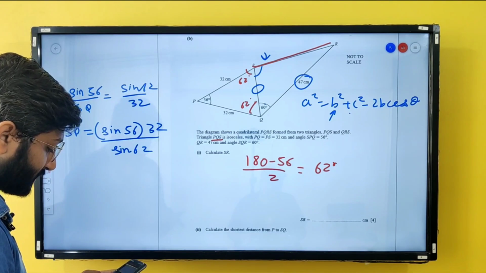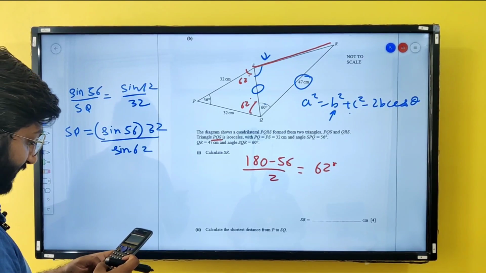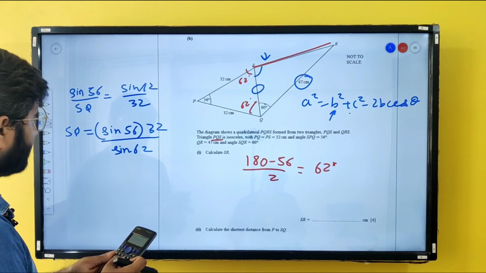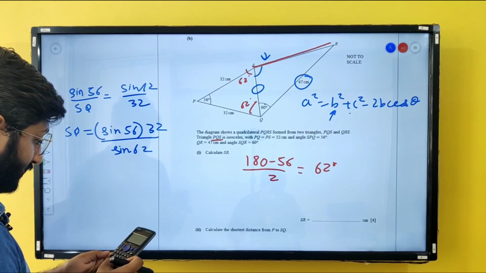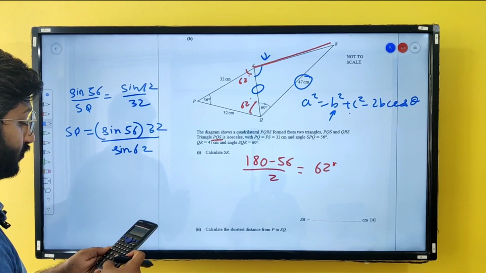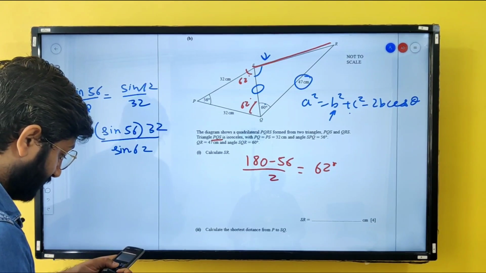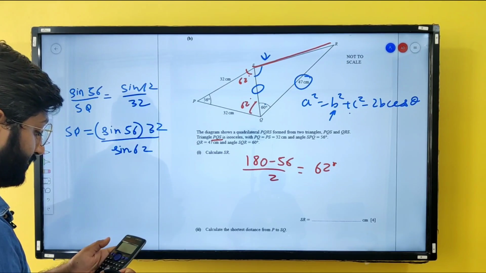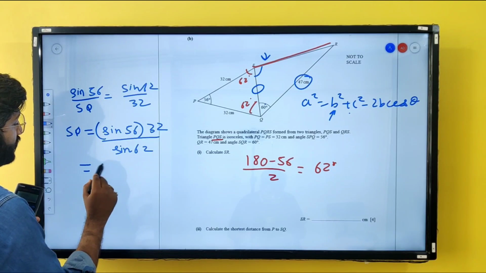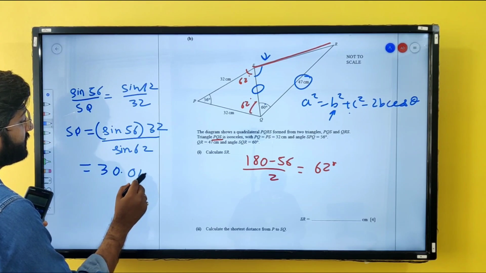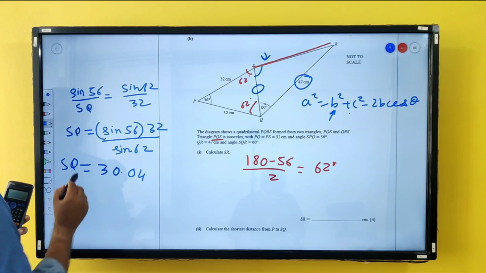So 32 into sine 56 divided by sine 62. Just a second, guys. Yes, so the answer is 30.04. So SQ is 30.04. This is my SQ.